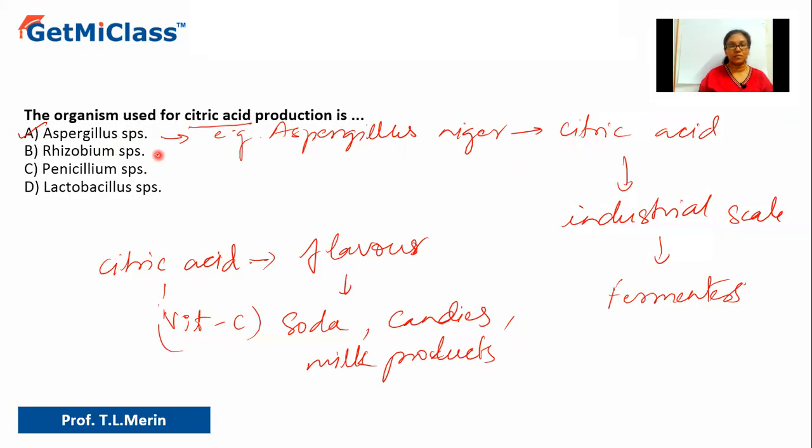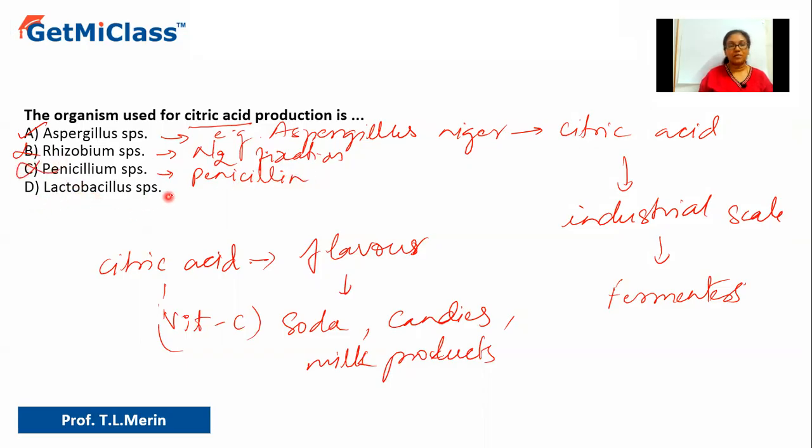Option B says Rhizobium species. So many of the Rhizobium species are involved in nitrogen fixation. Okay, they don't produce citric acid, hence it is ruled out. Option C says Penicillium species. So there are many variants of Penicillium, which is a type of fungus. Some of them have the ability to produce an antibiotic called penicillin. Okay, so certain species produce penicillin, which is an antibiotic, but it doesn't produce citric acid.